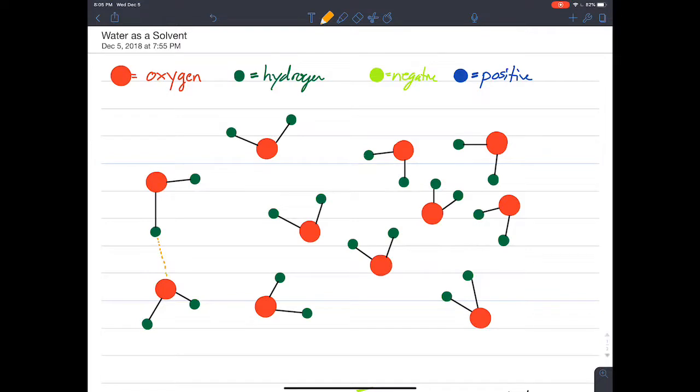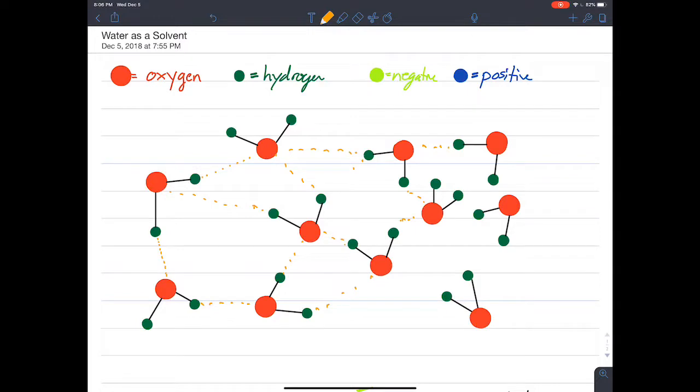This hydrogen is attracted to this oxygen, and this hydrogen is attracted to this oxygen, and this hydrogen is attracted to this oxygen over here. And then this hydrogen is attracted to this oxygen, and so on. You know, they're all over the place. They're attracted to each other. Okay, and that's creating the interactions that water has.